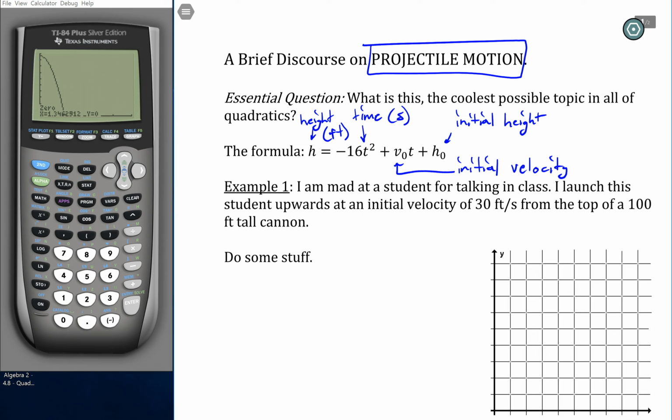Here is the problem. One of my least favorite parts of teaching is dealing with talkative students. So example 1, I am mad at a student for talking in class, and I want to exact my revenge. So I take a cannon and I put it on top of a building, and I launch this student upwards at an initial velocity of 30 feet per second from the top of a 100-foot tall building.